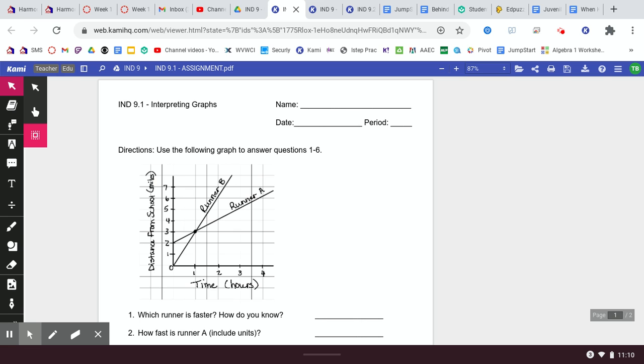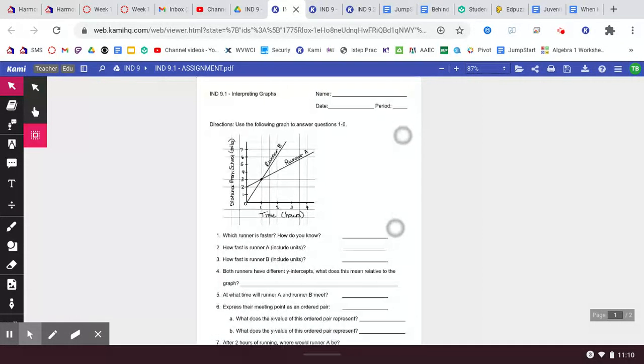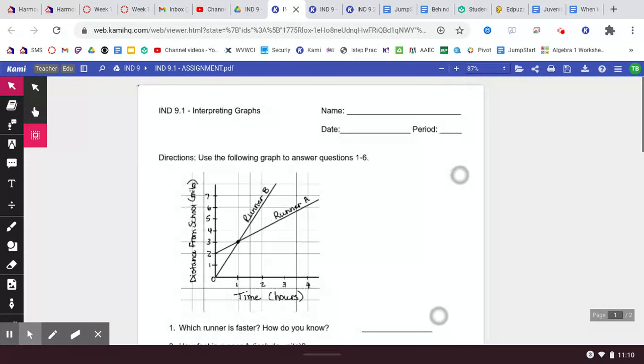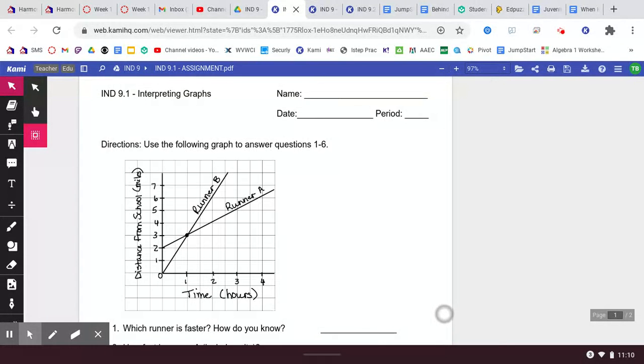All right, so for number 1 through 7, we're going to use this graph. So for number 1, which is the fastest runner and how do you know? So we're just going to start over on the other side. Taylor, which one do you have as the fastest runner and how do you know?